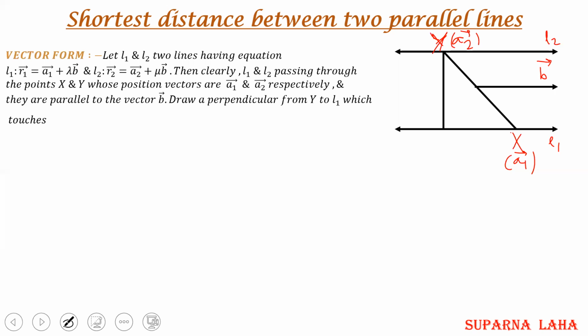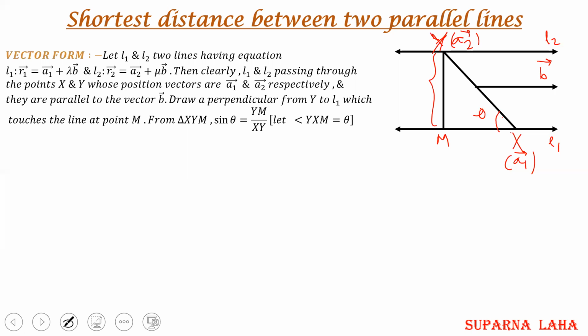Now we need to find the perpendicular distance from Y to L1. So let us take this point as M. We need to find the distance YM. Clear? Now look at the triangle YMX. If we take this angle as theta, we can write sin theta is YM by XY. Now if this angle is theta, then this is pi minus theta, and this angle is also pi minus theta.